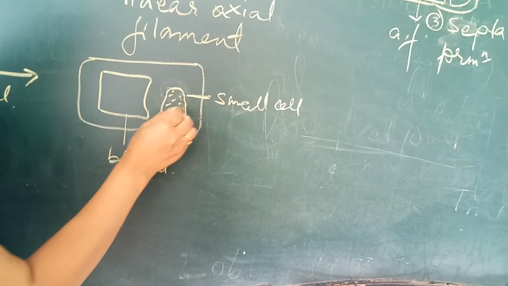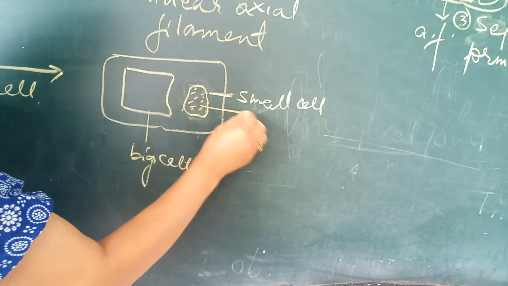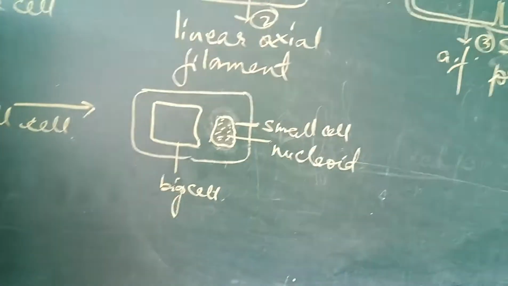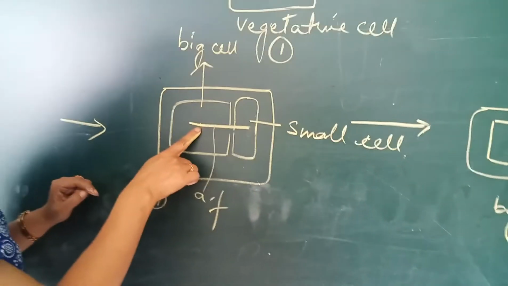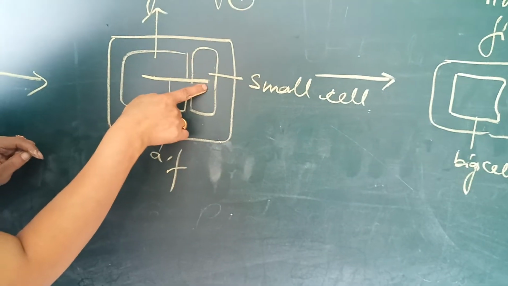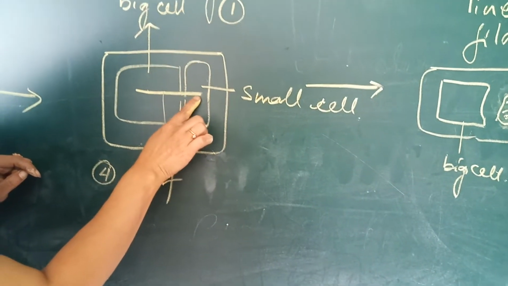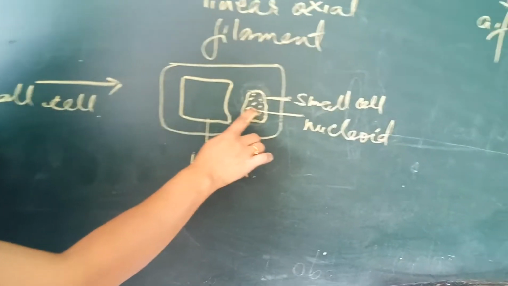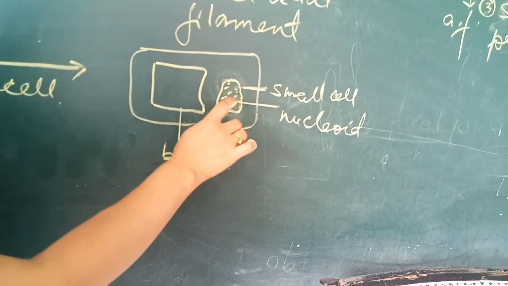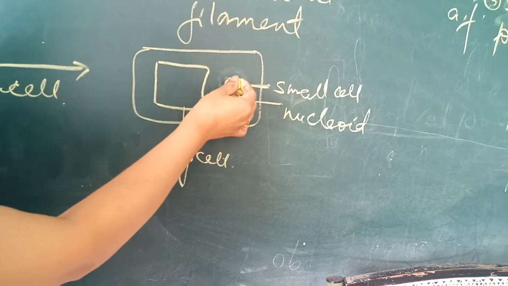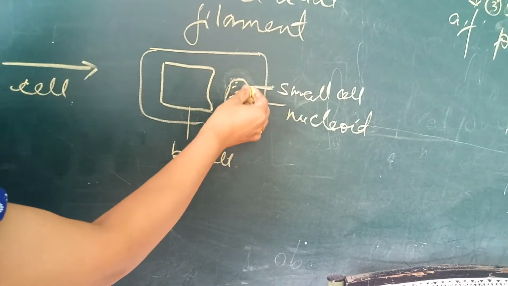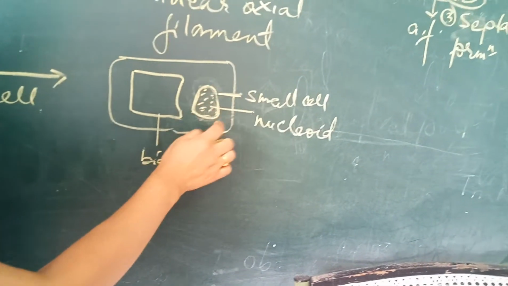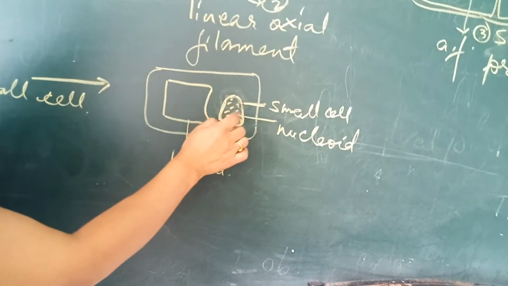When it becomes circular, it takes in the nucleoid. Remember, look here. This is the nucleoid. This nucleoid is also inside the small cell. So this nucleoid inside the small cell will become fragments again, particles again, pieces again, and will be equally distributed inside the small cell. And this small cell is destined to form the endospore.